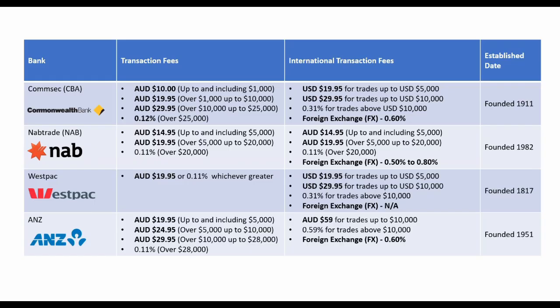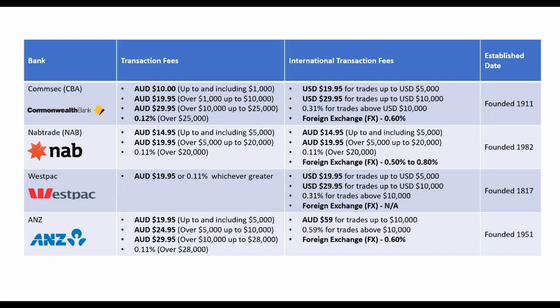Now, let's put all these four banks into comparison and compare them with each other. So this is what we get if we compare them. We've got the transaction fees, the international transaction fee, and the established date. Talking a bit more about the international transaction fee, I mention it over here because they do allow you to buy and sell shares internationally. However, you do need to do a lot of paperwork to get that done. But you can buy and sell shares internationally, so that's great news.